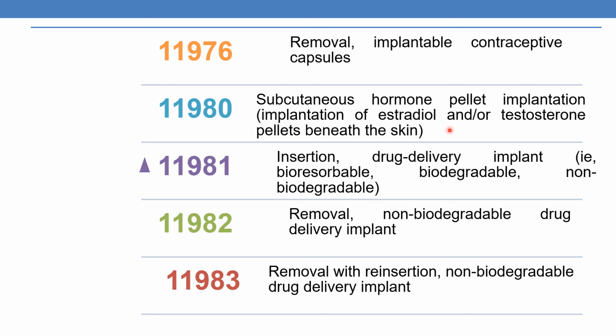Implantation of estradiol or testosterone pellets beneath the skin. The next is 11981. The triangle indicates it is a revised code. Insertion of drug delivery implant, for example, bio-erodible, biodegradable and non-biodegradable. Insertion of any drug delivery implant is given by 11981. The next is 11982, removal of non-biodegradable drug delivery implant. The next is 11983, removal with reinsertion of non-biodegradable drug delivery implant.